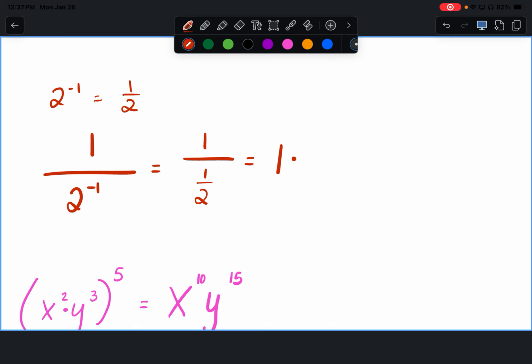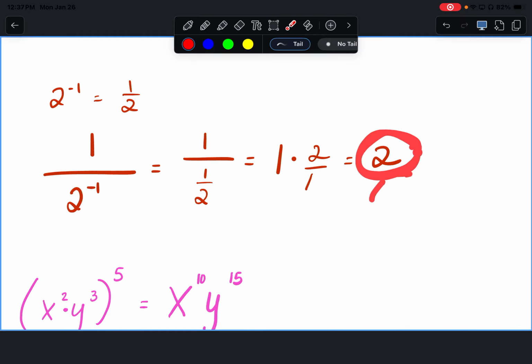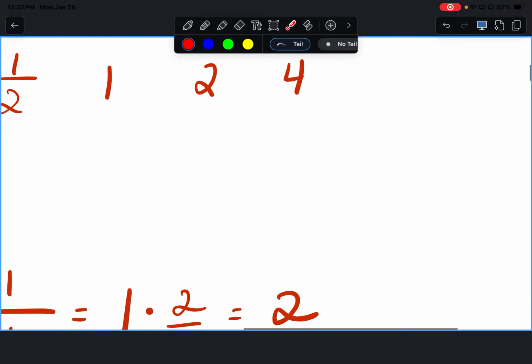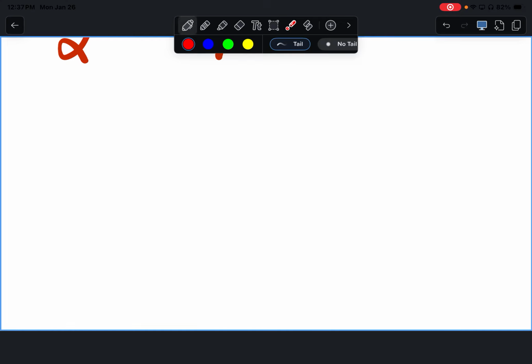So we have 1 times, what's the reciprocal of 1/2? Which gives us what? So this took it from the denominator to the numerator. All it does is take it and flip it around the fraction when you have a negative exponent. So let's do one more practice of this before we look at our paper.